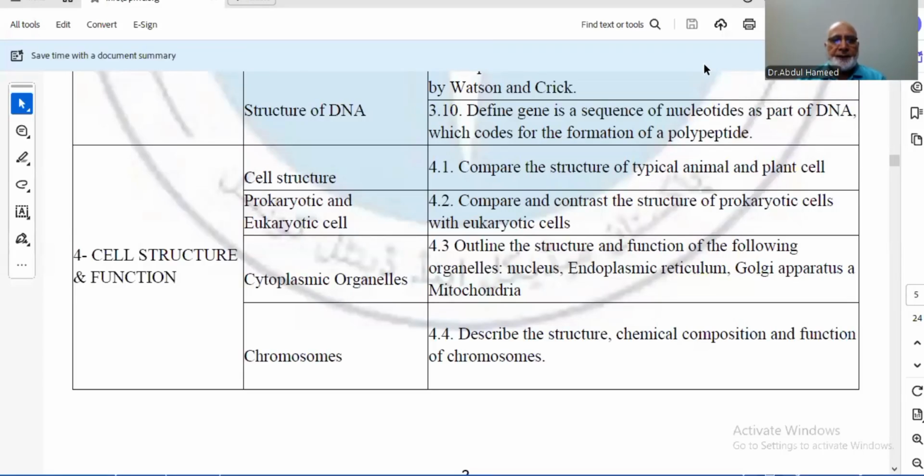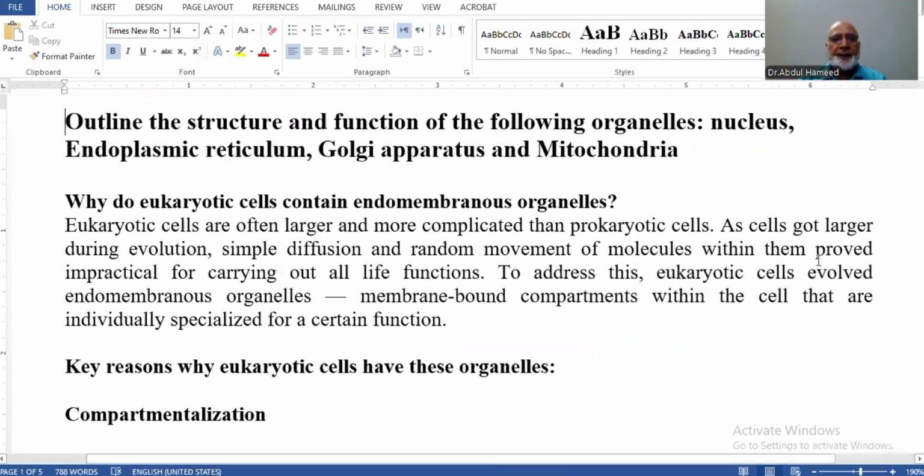Bismillahirrahmanirrahim. Our next topic from unit number 4, cell structure and function, is to give the outline of structures and functions of some given cellular organelles. One of them is nucleus, other one is endoplasmic reticulum, Golgi apparatus, and mitochondria. So let's start with the proceeding. So these are the few given organelles from the eukaryotic cells.